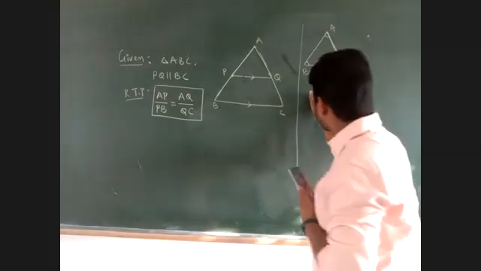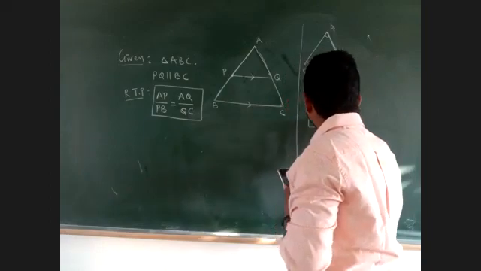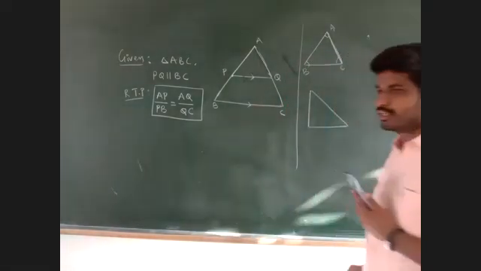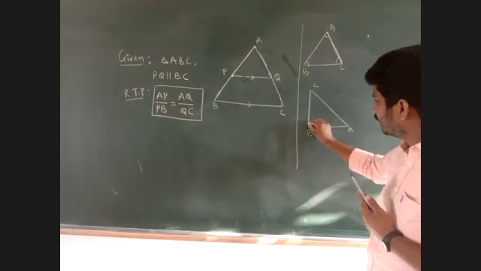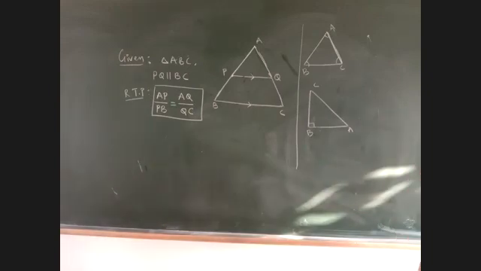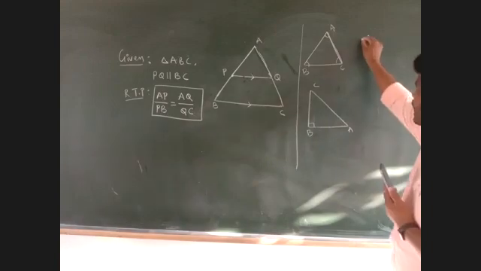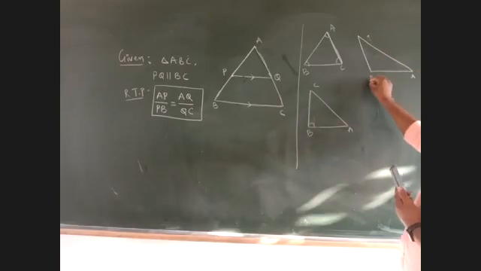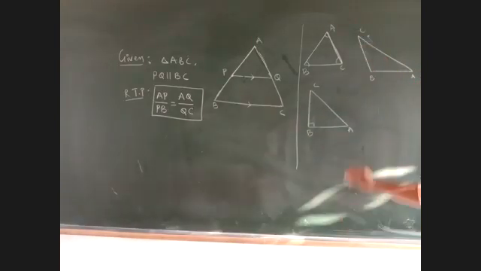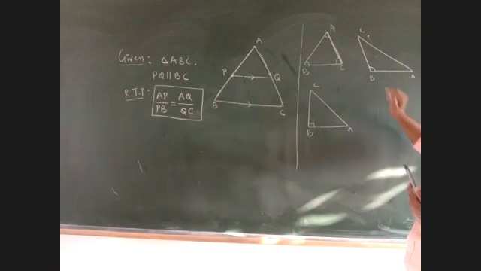Then tell me the definition of a right angle triangle. A triangle in which one of the angles is 90 degrees. Very good. In a triangle, if one angle is exactly 90 degrees, it is called a right angle triangle. What is meant by an obtuse angle triangle? A triangle in which one of the angles is more than 90 degrees is called an obtuse angle triangle. So based on the angles, we have three different types of triangles.